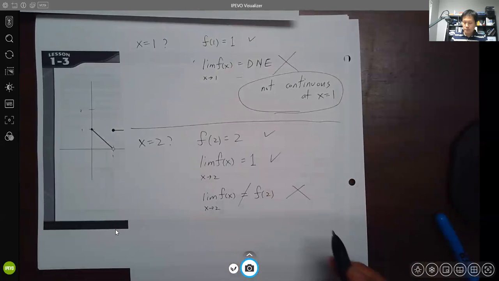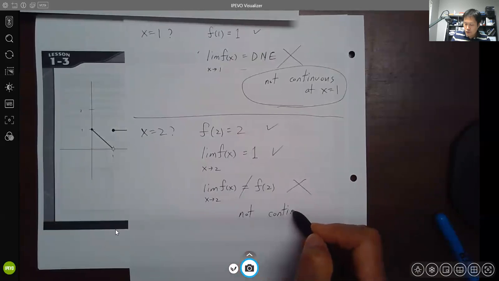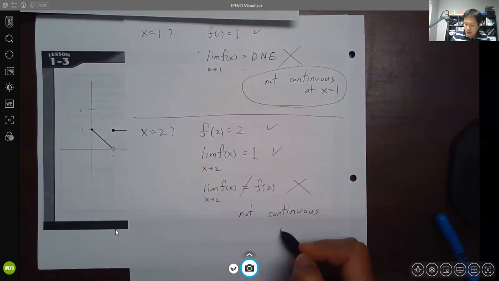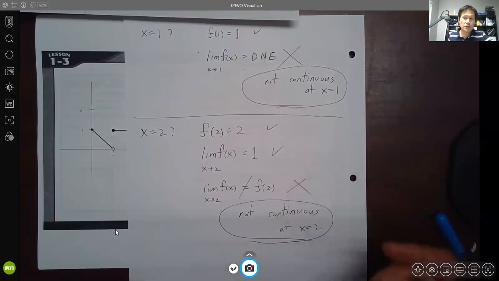Busted. We say not continuous at x equal to 2 because the third condition is not satisfied.